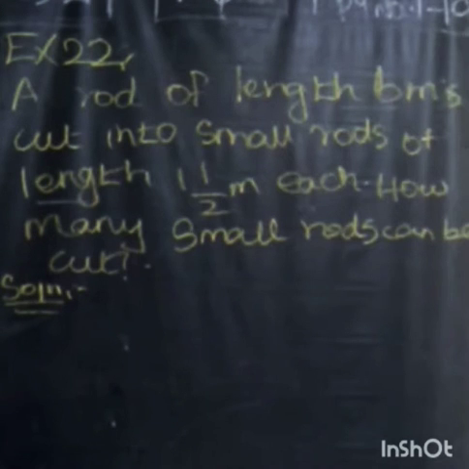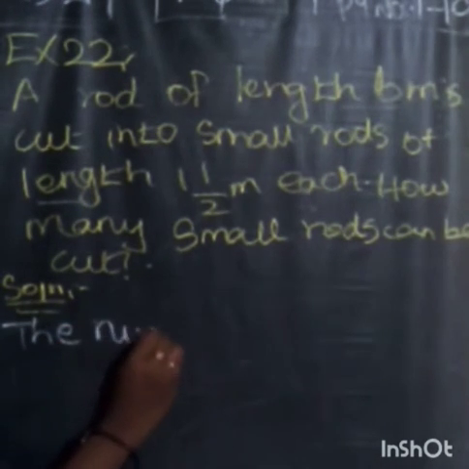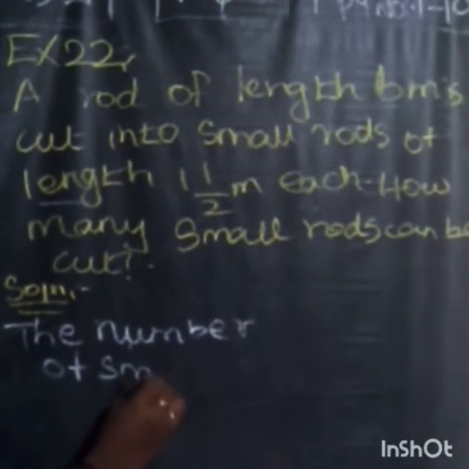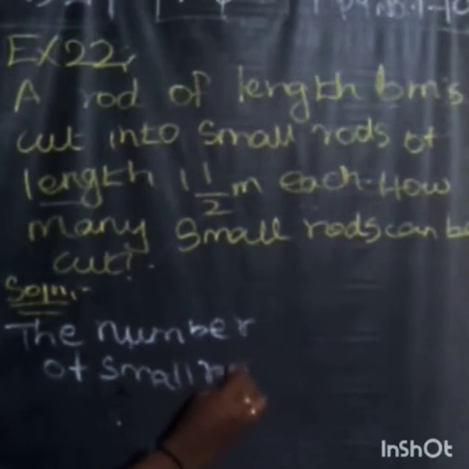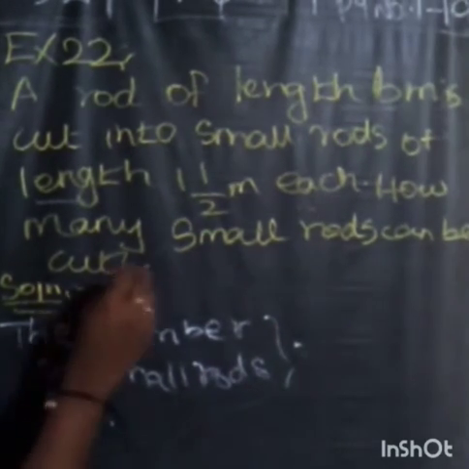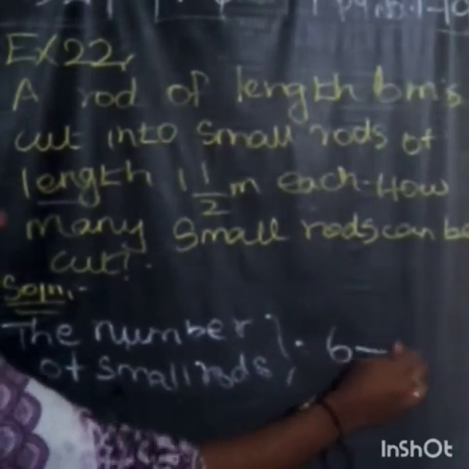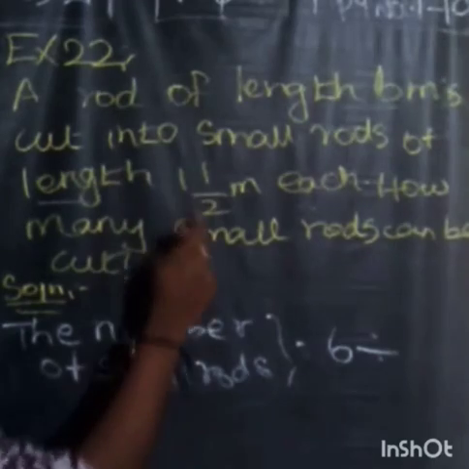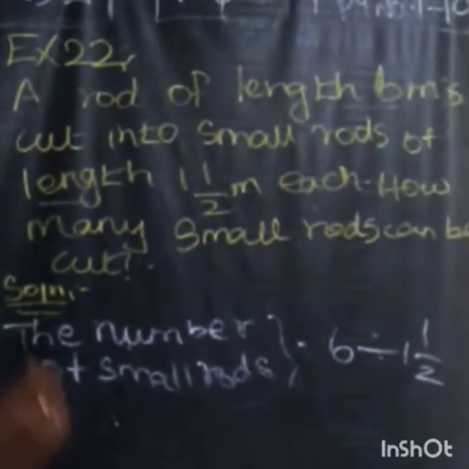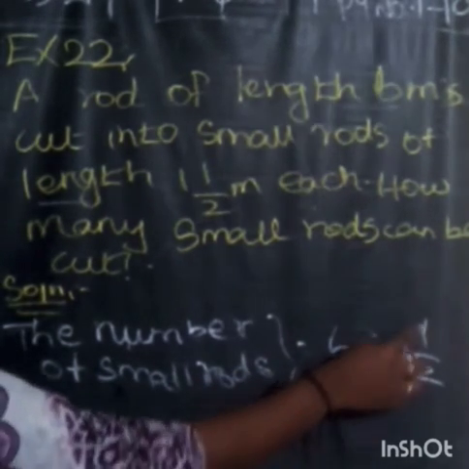So the number of small rods is equal to the length of the rod, 6, divided by 1 1/2. Here we are using division of fractions. So 6 divided by 1 1/2.